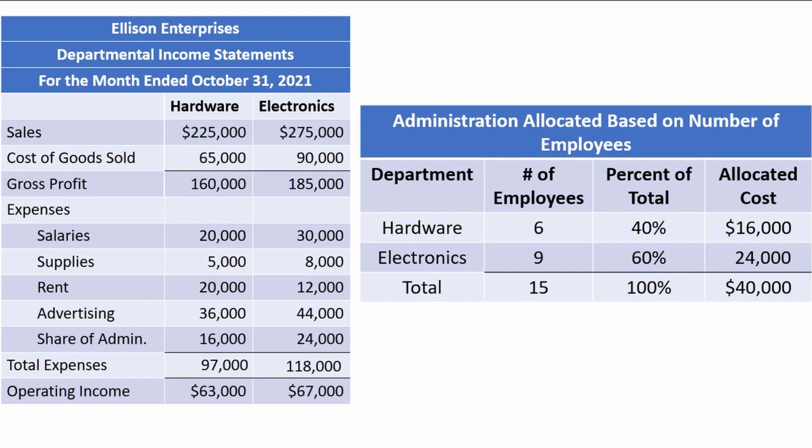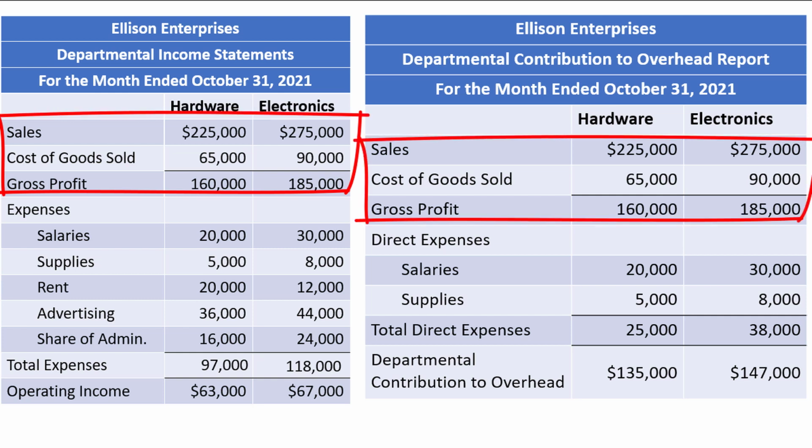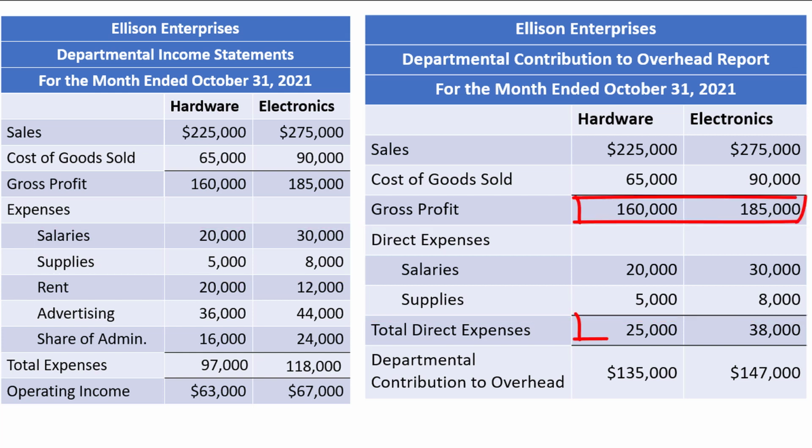So instead, what we can do is prepare a report based on what is called the departmental contribution to overhead. The report begins the same as the departmental income statements with sales and cost of goods sold, but only lists the direct expenses of salaries and supplies. Gross profit minus the total direct expenses equals the departmental contribution to overhead, the total amount of money each department has available after direct expenses are paid to help cover the overhead of the company.